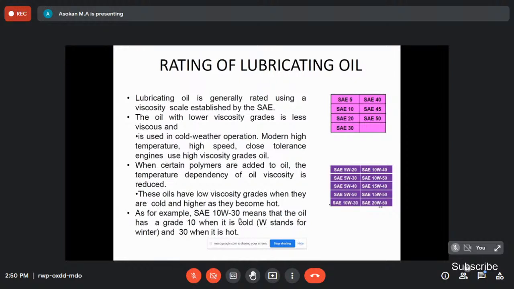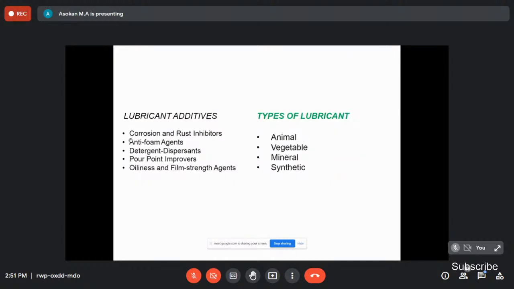For example, SAE 10W30 grades: 10 for the winter, it's cold. So 30 means when it is hot. That is the specification of lubricating oil. So some of the types are given here. And the lubricant, see, the lubricant additives.